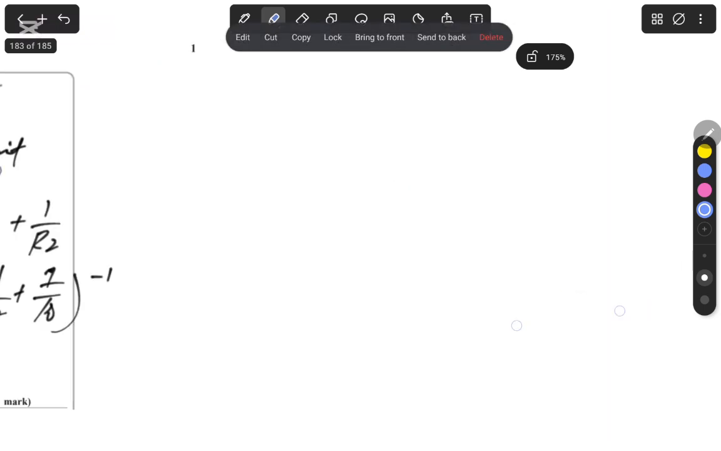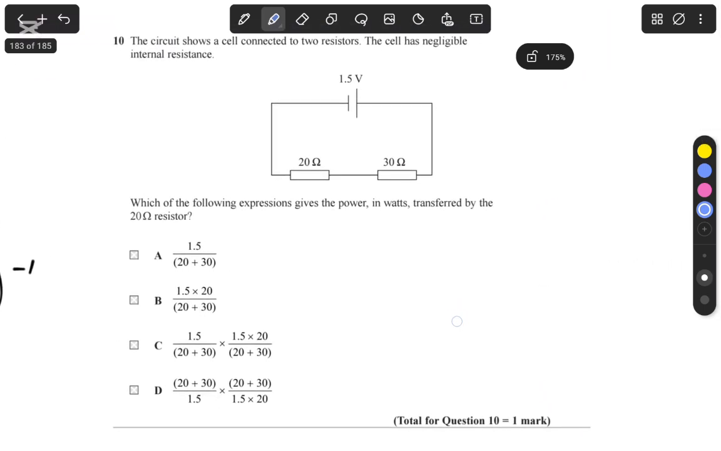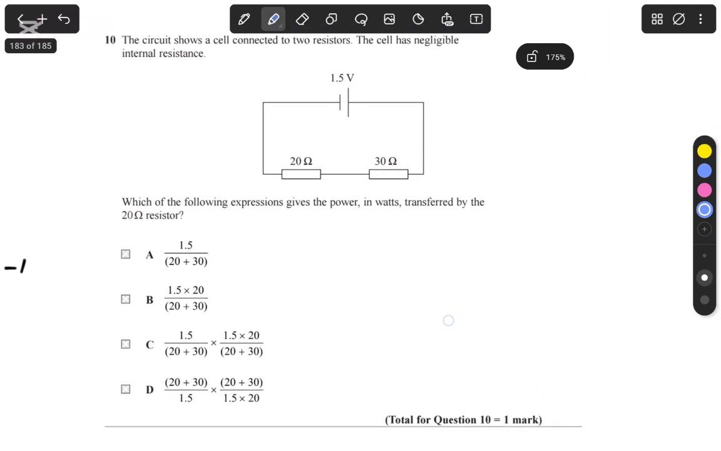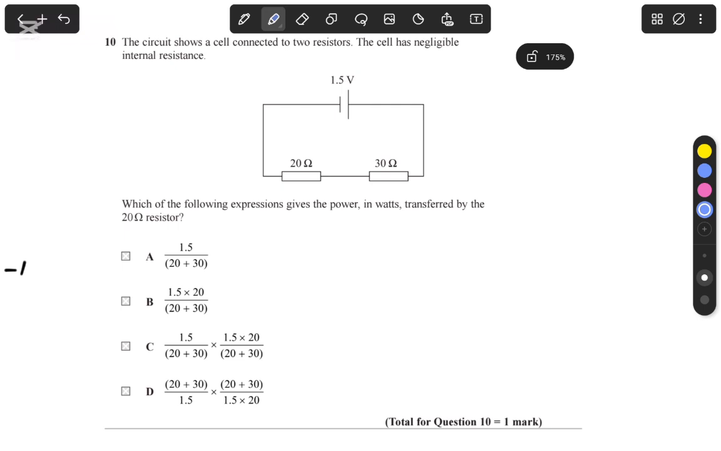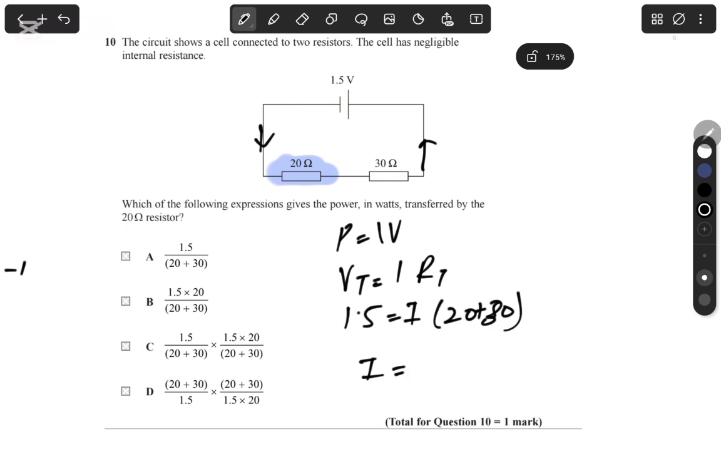Okay, next question we have is a circuit shows a cell connected to 2 resistors. The cell has negligible internal resistance, and they're asking us the power transferred by the 20 ohm resistor. We know power is equal to IV, and the current coming in and current going out is going to be the same. And since they're also in series, we can use V total is equal to I times R total, and then I can just substitute the values in, and this is the value of the current.